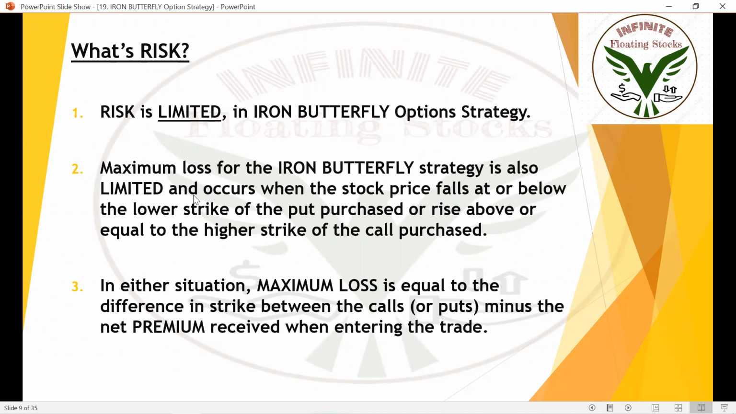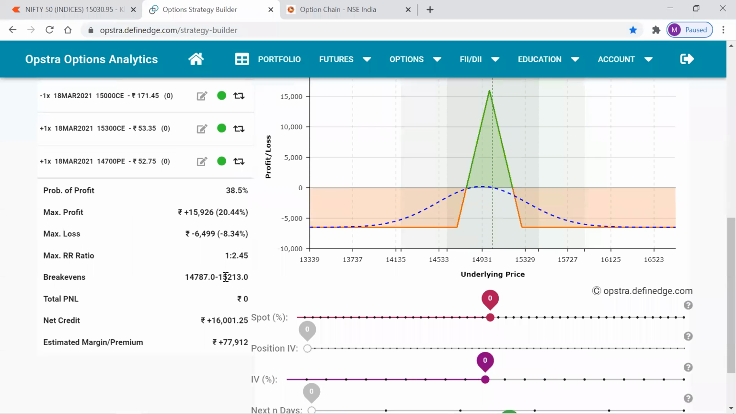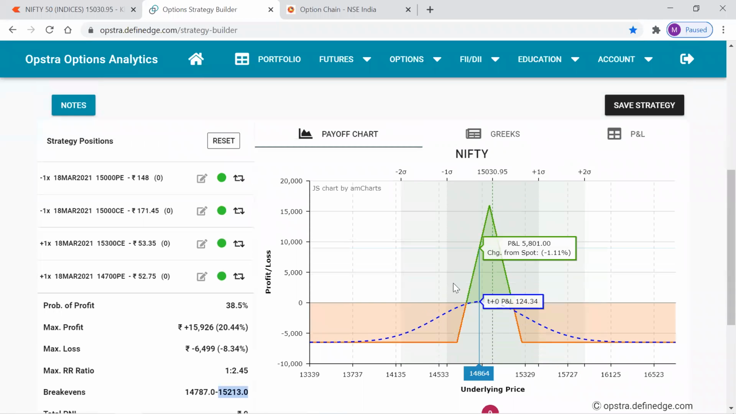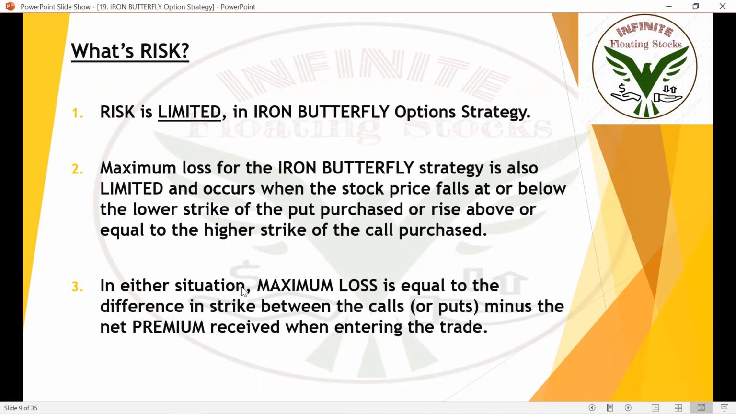Yeah, that's what I have shown in the payoff chart, and it occurs when the stock price falls at or below the lower strike of the put purchased, or rises above or equal to the higher strike of the call purchased. Okay, see what is call purchased and put purchased: 15,300 and 14,700. So our break evens will be close to them. These are our break evens after implementing the iron butterfly, iron fly. So mark these break evens on your chart and have a look at them when you are on a trade.